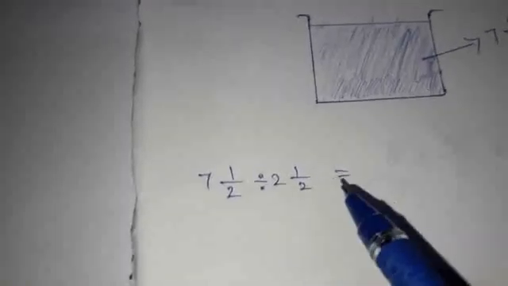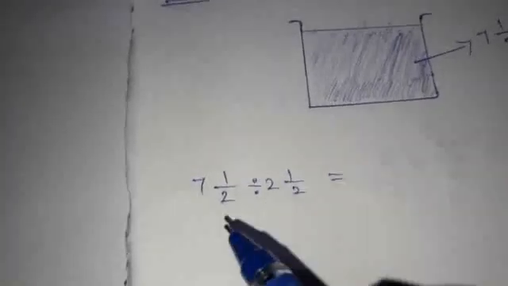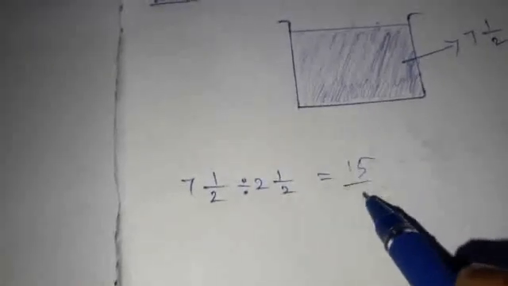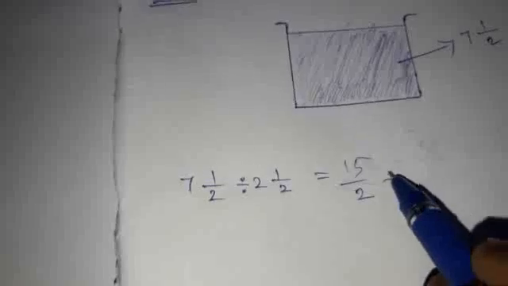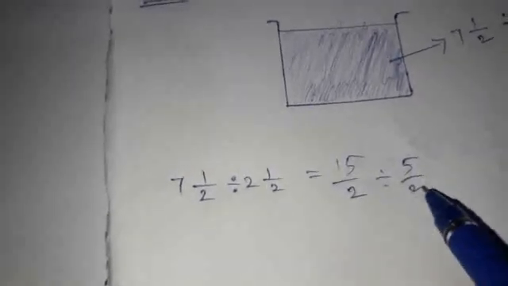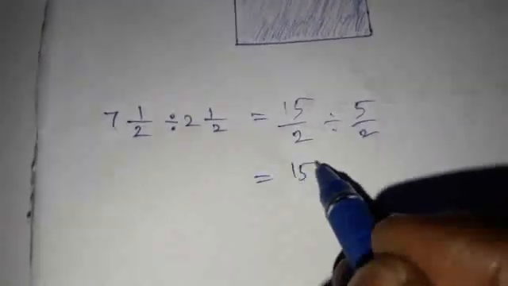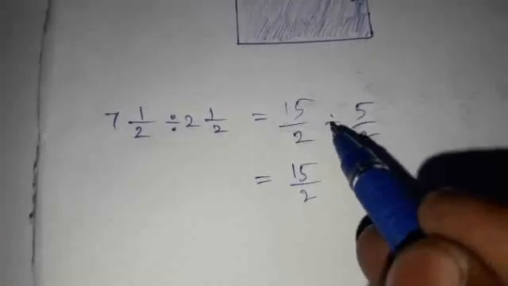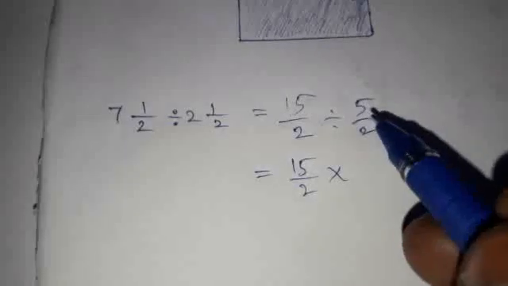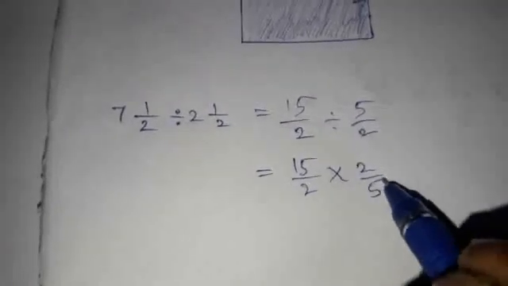These two numbers are mixed fractions, so we have to convert them into improper fractions. 2 sevens are 14, 14 plus 1 equals 15. So 15 by 2. Next, division. 2 twos are 4, 4 plus 1 equals 5. 5 by 2. Next step, you have to write the first number, 15 by 2. You have to change the division symbol into multiplication, and then you have to take the reciprocal of the second number. 5 by 2 can be written as 2 by 5.